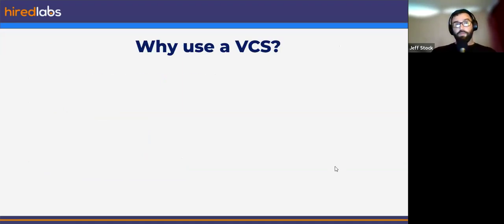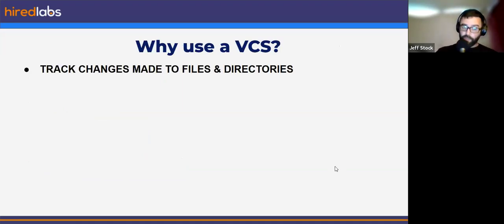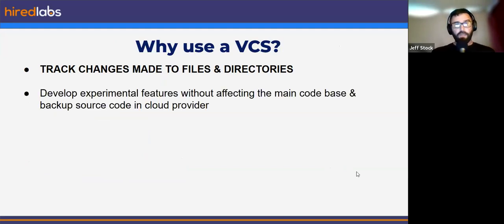So why? Why would we do this? Again, keeping in mind what it is that we're doing. We're tracking changes made to files and directories, but we're doing this so that we can develop and make changes and play around with things without destroying or upsetting the main code base and keeping it working. So we've been using the analogy of a physical building. Let's think about the physical building again.